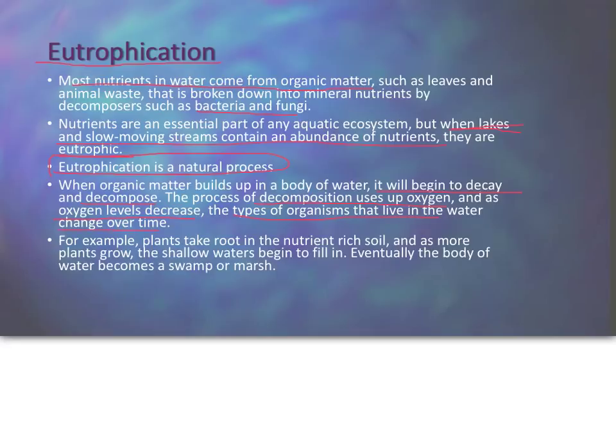So plants can take root in the nutrient-rich soil, and as more plants grow, the shallow waters fill in, and eventually, instead of a lake, we have a swamp or a marsh. Fish don't live as well in swamps and marshes. So eutrophication tends to lead to less animal life in the body of water, but more plant life in the body of water.